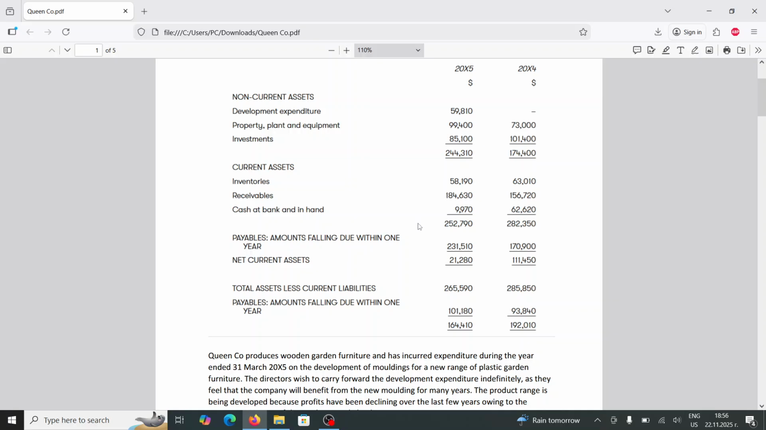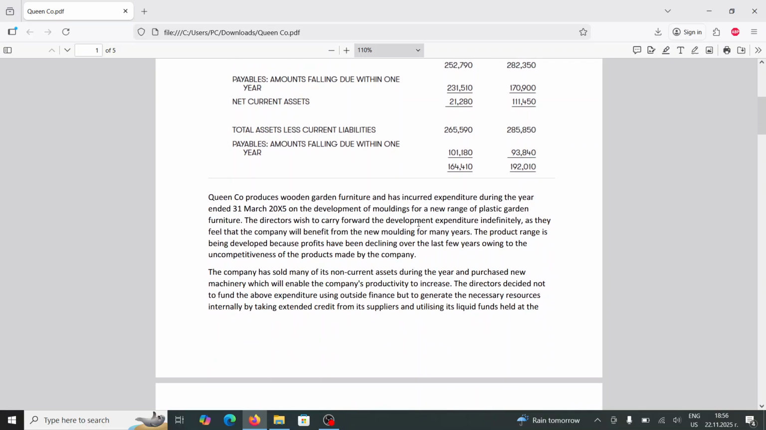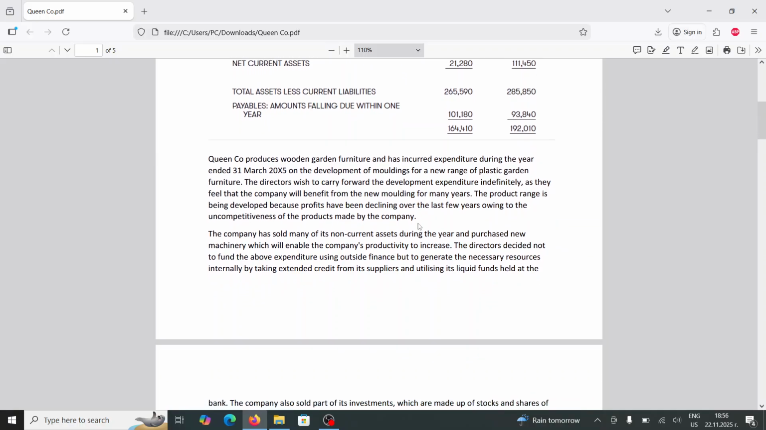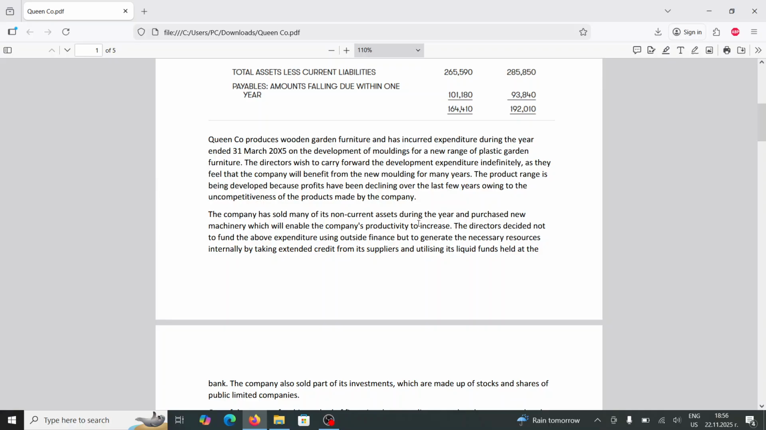However, you have to pay attention to what's further mentioned in the explanation. So what we're being told is that, let me just pick a highlighting tool. Queen Company produces wooden garden furniture and has incurred expenditure during the year on the development of moldings. So development, this is research and development.